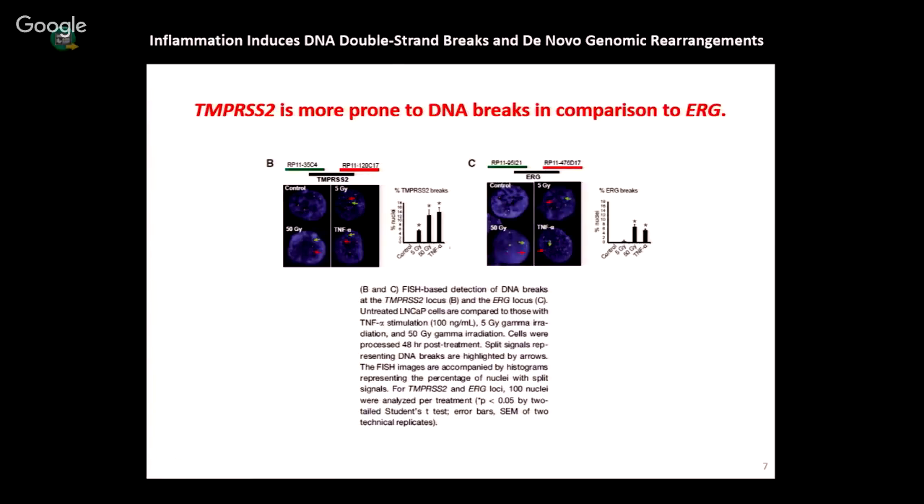Then they used split signal-based dual-color fluorescence in situ hybridization, also called the FISH assay, to observe breaks in the TMPRSS2 and ERG loci upon stimulation of LNCaP cells with TNF-alpha. They found that TMPRSS2 is more prone to DNA breaks in comparison to ERG.